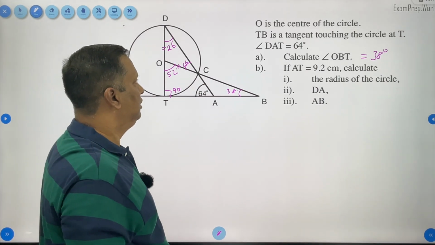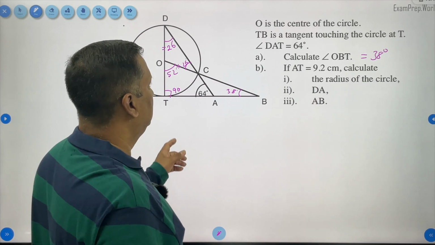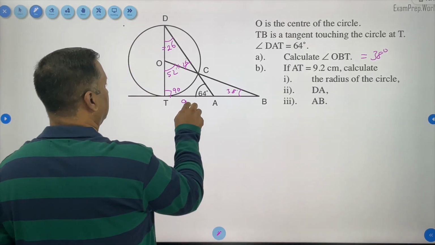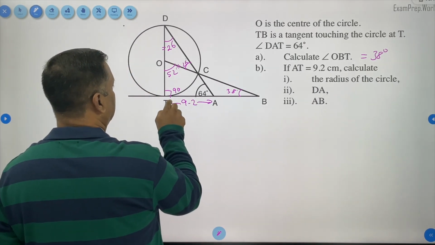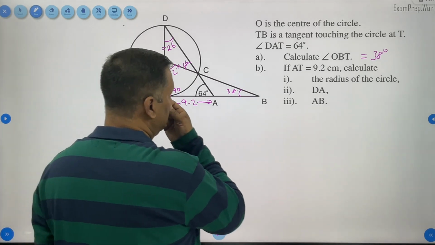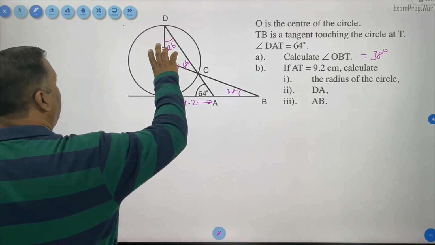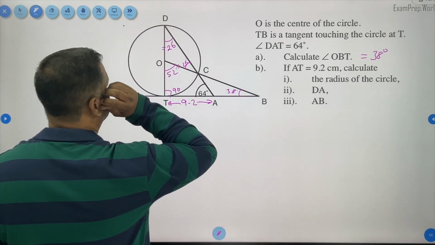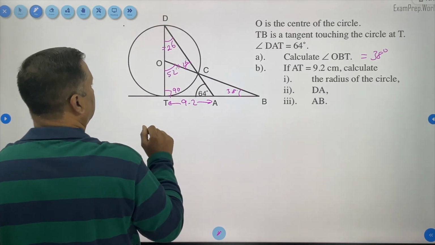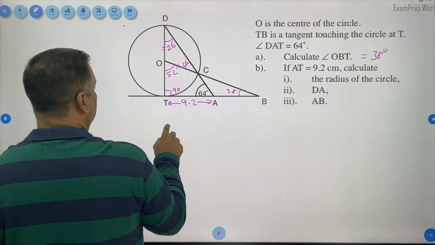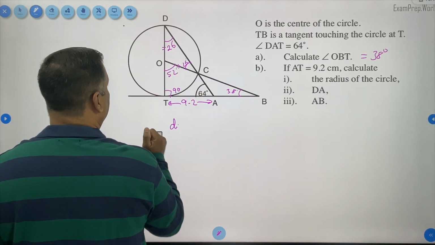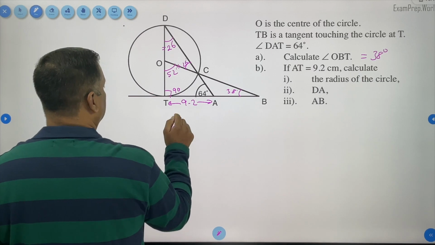So now they are asking us AB equals 9.2. Calculate the radius of the circle. First we will find the whole diameter because we have 64. So we will write diameter. I will use capital D.